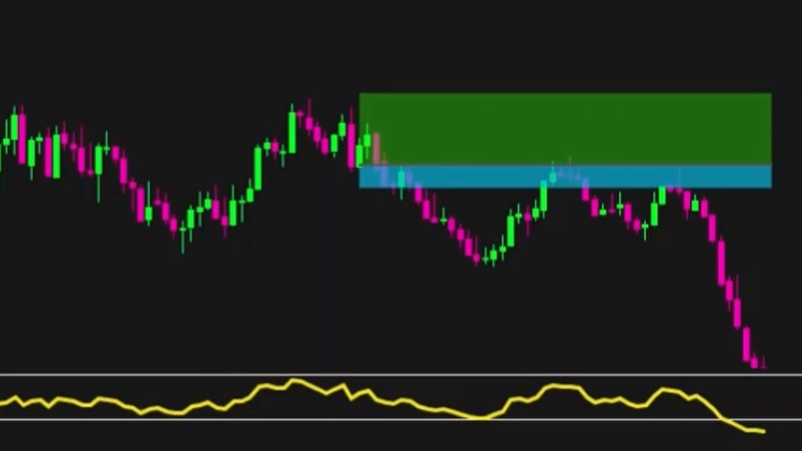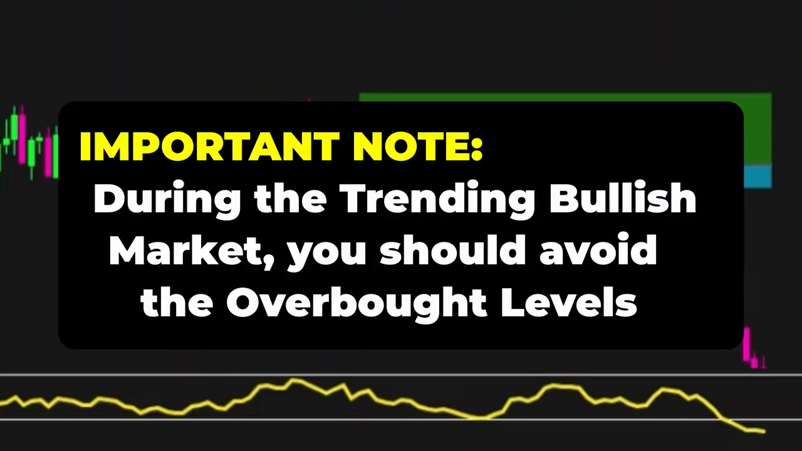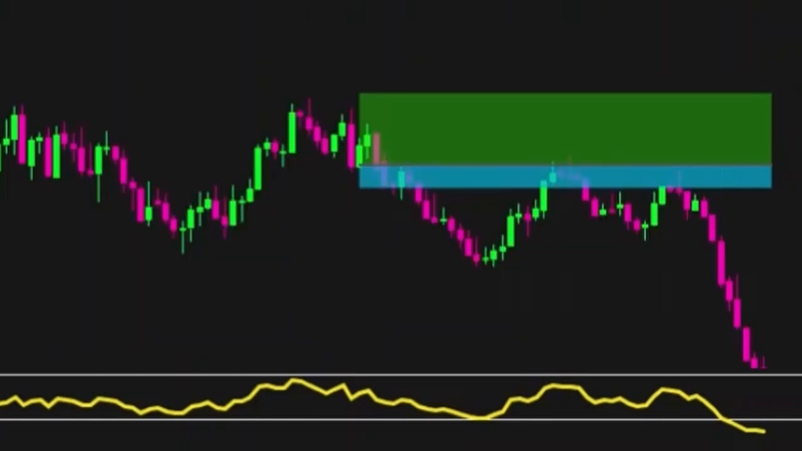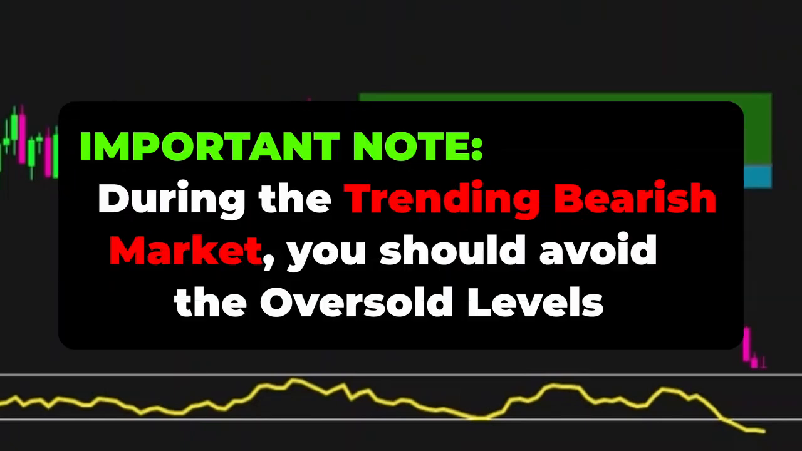And that's the reason behind why we deny you to use the RSI indicator in this way. There is an essential thing about the RSI indicator that you must know. During the trending bullish market, you should avoid these overbought levels of the RSI indicator. And likewise, you should avoid the oversold levels during the trending bearish market. Remembering this thing would save you from significant losses.